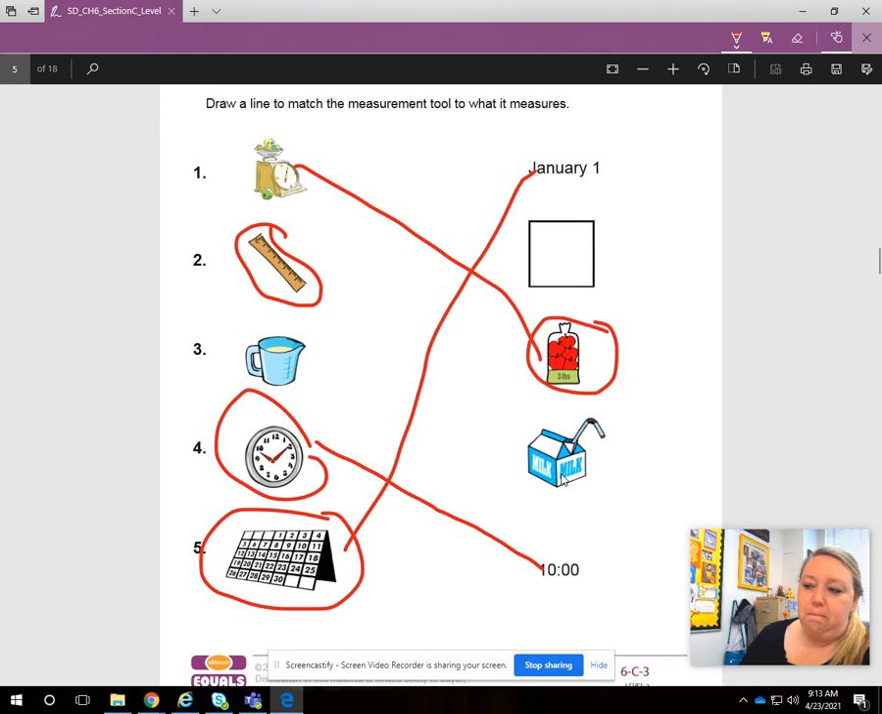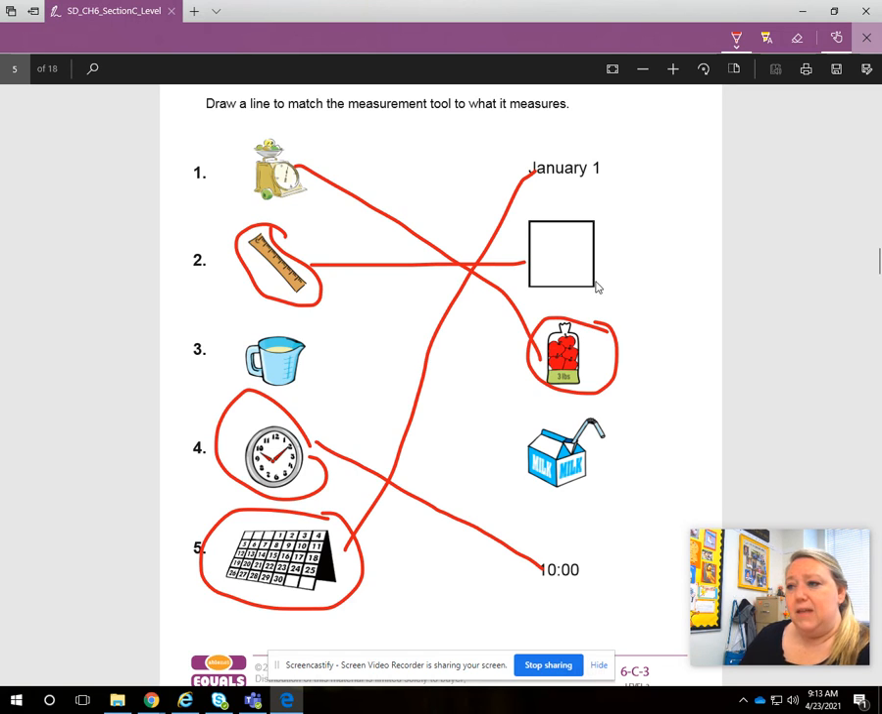Can I measure milk with a ruler? No, probably not. So it's got to be this box right here. Okay, I can measure a box by just holding up the ruler next to it to see how many inches or how many centimeters it is very easily. So I'm going to use the ruler for the box.